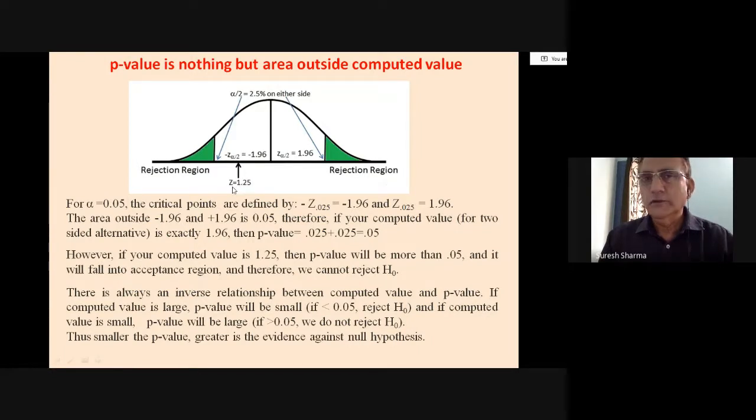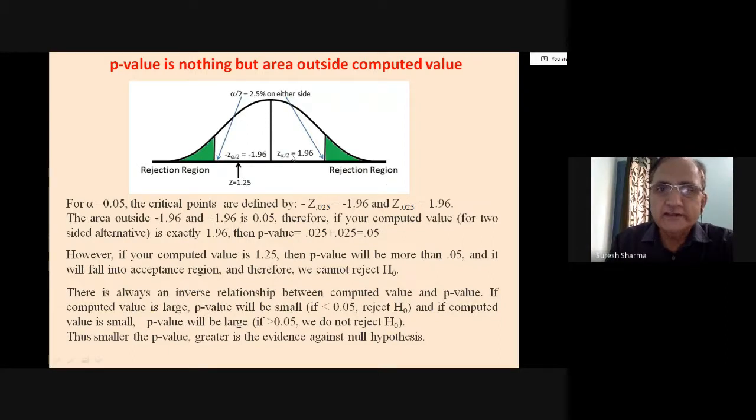It is 1.25. So 1.25 obviously will lie somewhere here in the white region. Somewhere in the white region, right? And you cannot reject your hypothesis. It will be accepted. Now, what is p-value then?